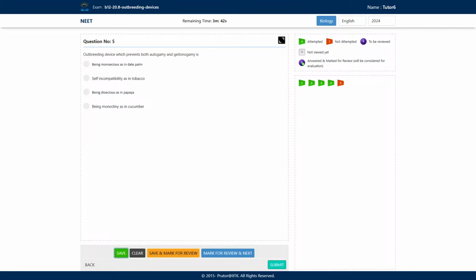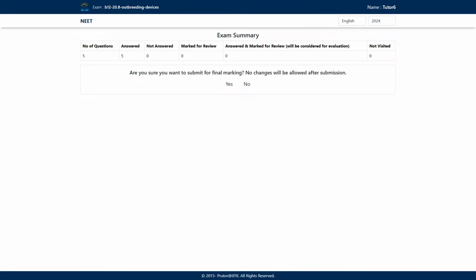Preventing both autogamy and geitonogamy. Being dioecious as in papaya. Papaya plants have separate male plants and female plants. On one plant there will be only male flowers, and on the other there will be only female flowers. So, being dioecious as in papaya. We'll save and submit and see the result.